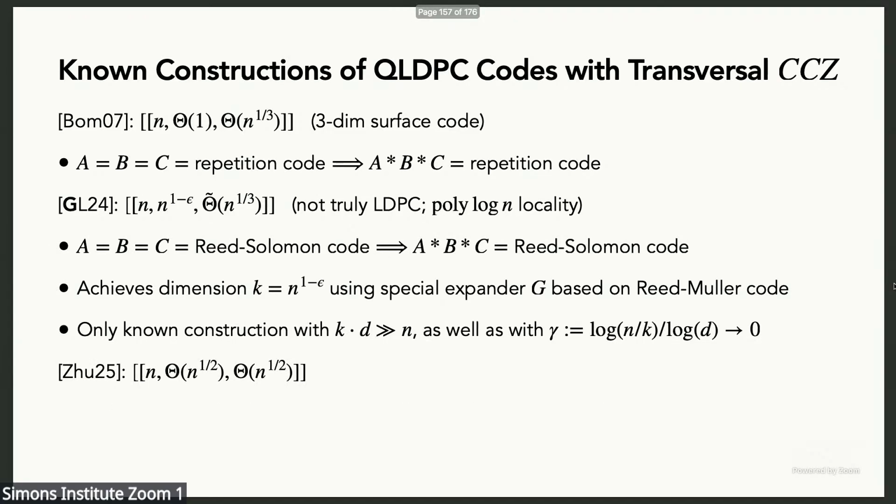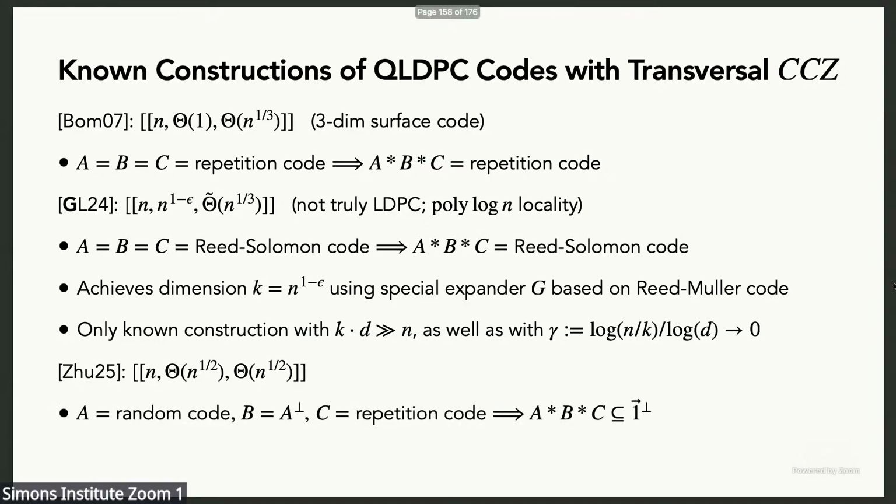And then the final construction is Guan Yu's construction, which is very clever. It somehow avoids using an algebraic local code. What he does is he chooses A to be a random code, or just some good code, B to be the dual of A, and C to be just a repetition code. The observation here is that if you take anything in A, anything in B, and anything in C and multiply them component-wise, and then sum up the entries, you have to get 0, because A and B are dual, and C is a repetition code.